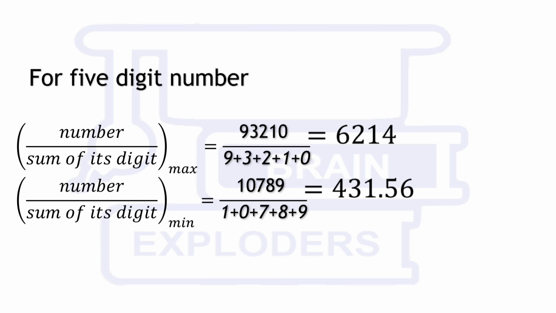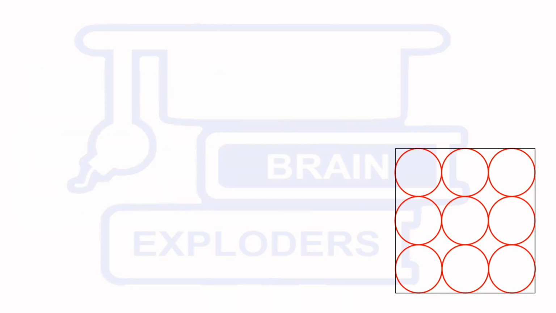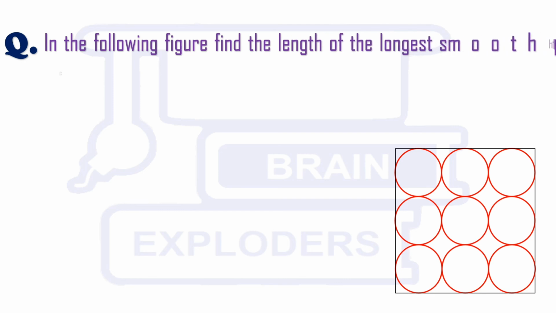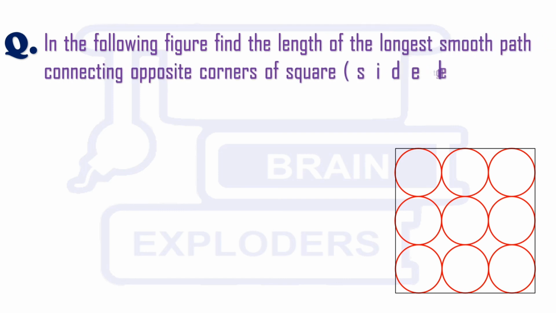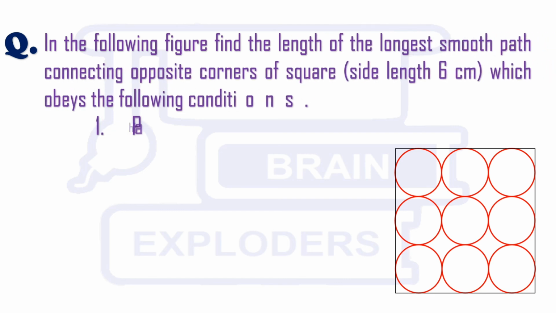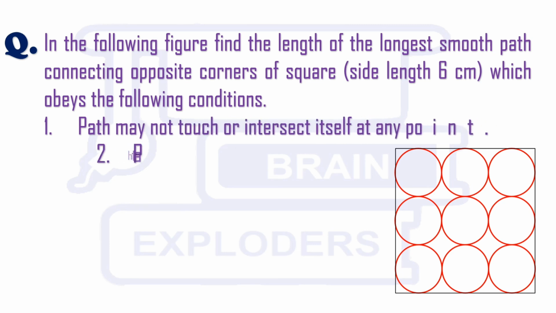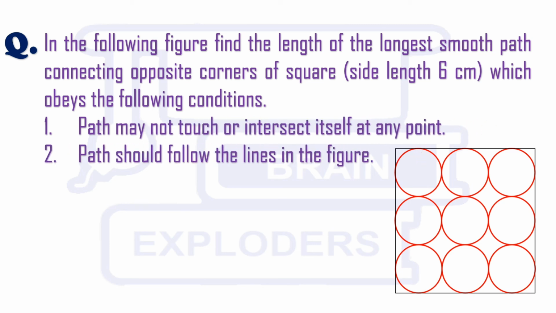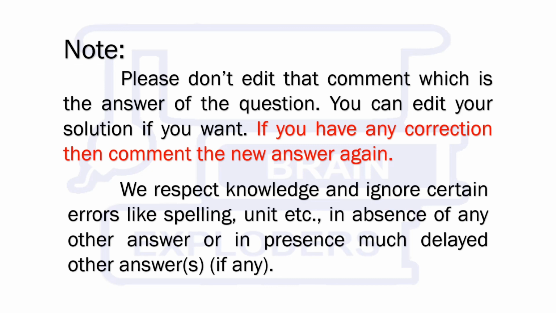Let's move to our another question. In the following figure, find the length of the longest smooth path connecting opposite corners of a square which obeys the following conditions. The path may not touch or intersect itself at any point, and the path should follow the lines in the figure. Try this question and comment the solution, and if you have any question like this, send it to us on the Gmail given in the description box.